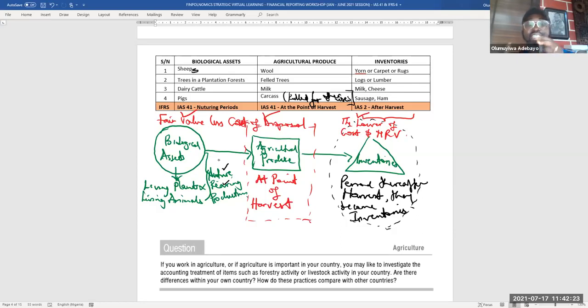Which means anything you constitute as biological assets or as agricultural produce, which is at the point of harvest, will always be measured at fair value, less cost of disposal. But if it constitutes an inventory, thereafter, it will be measured at the lower of cost and net realizable value, in line with the discussion we've had under IAS 2.